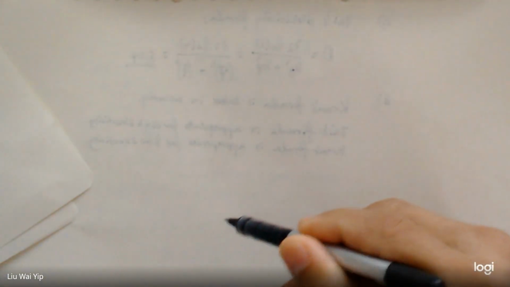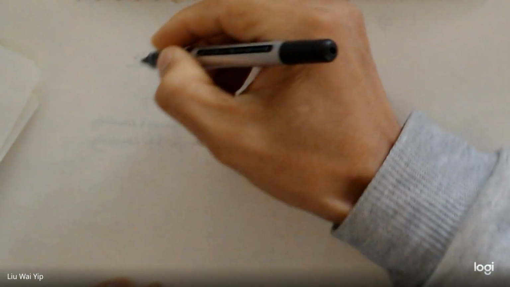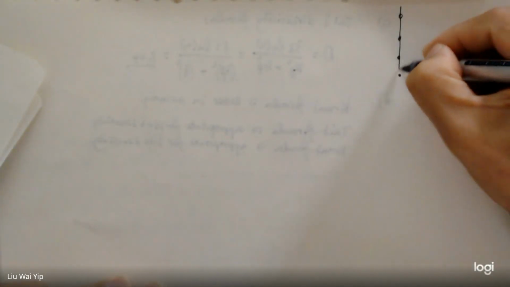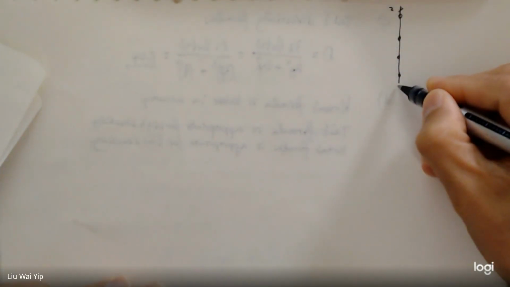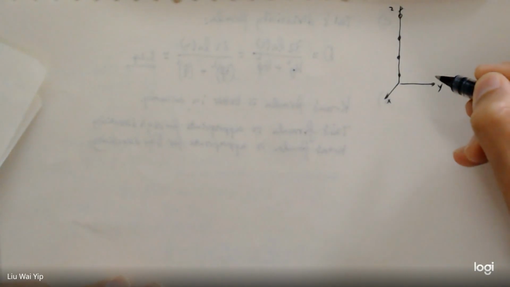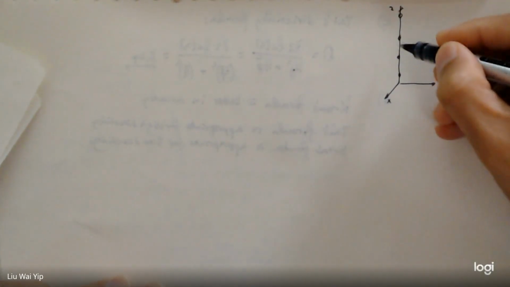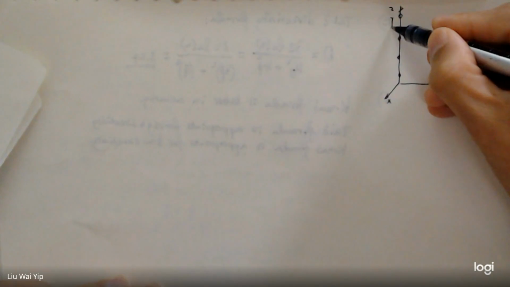To begin with, consider an antenna array. This is the z-axis, x-axis, and y-axis, and the spacing between the antennas in the array is d.